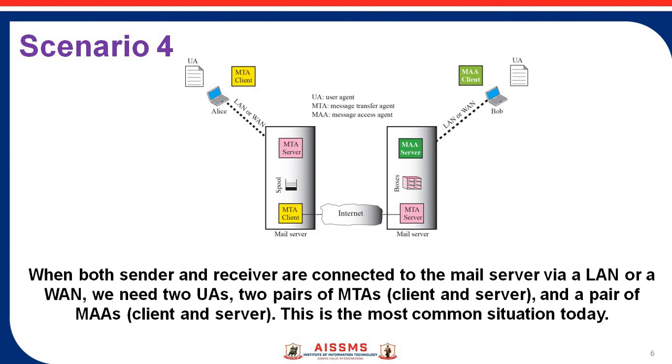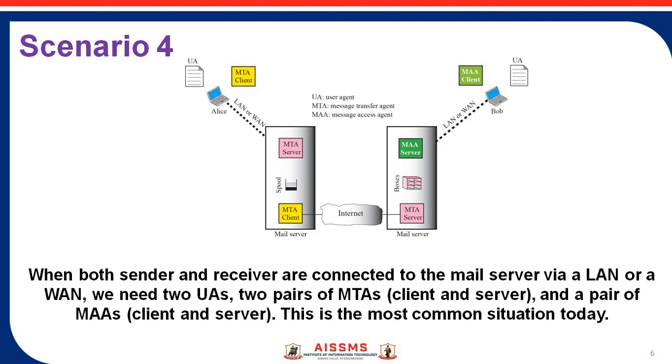Now the last scenario. In this scenario, both the users, Alice and Bob, are connected to the mail server via WAN or LAN in an organization that uses one mail server for handling emails of all users. After the message has arrived at Bob's mail server, Bob needs to retrieve it. Here we need another set of client-server agents, which we call the message access agent. Bob uses the message access agent client to retrieve his message. The client sends a request to the message access agent server, which is running all the time, and requests the transfer of the messages.